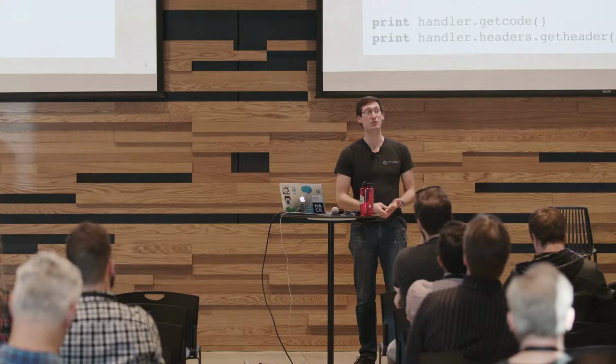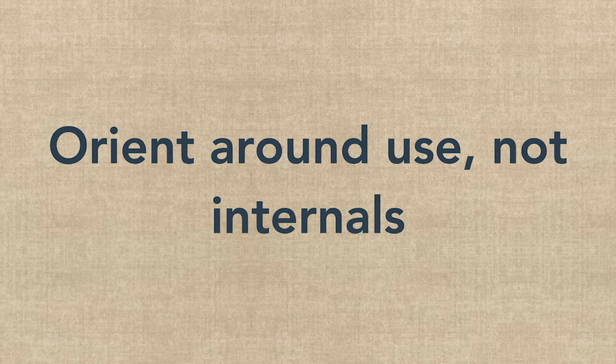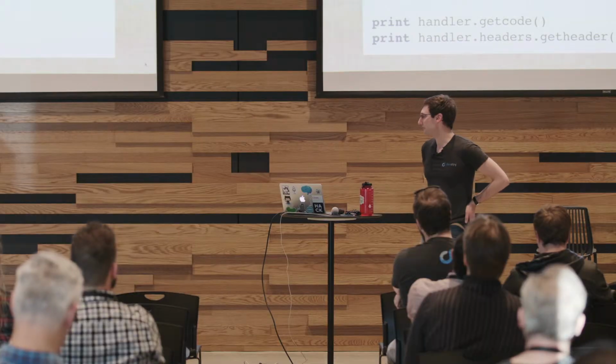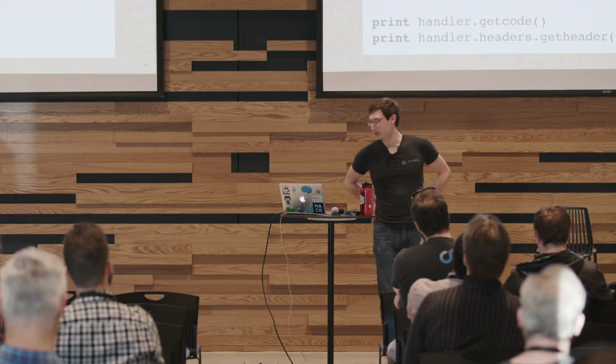So the first guideline we have is to orient around use, not internals. And my example for this is a really classic example from the Python community. urllib2 is the built-in Python standard library way of making an HTTP request. But there's a lot going on here.